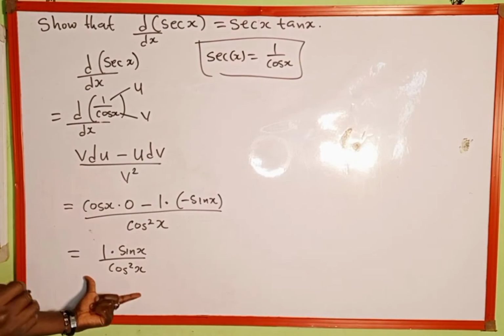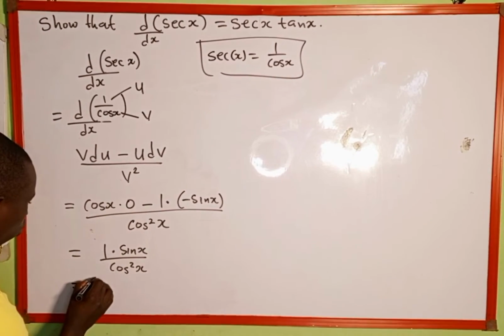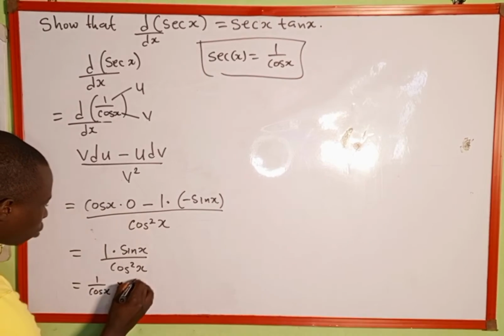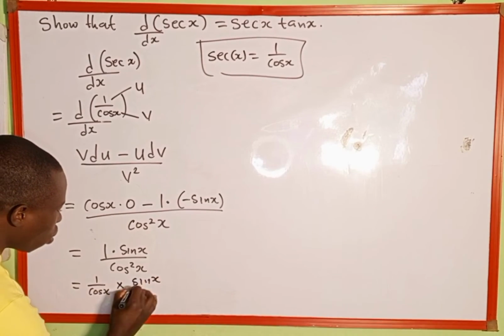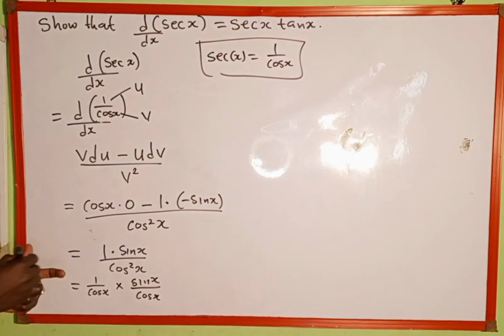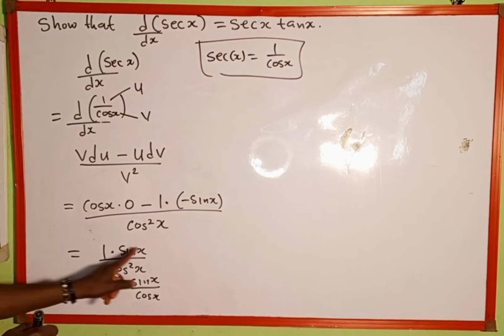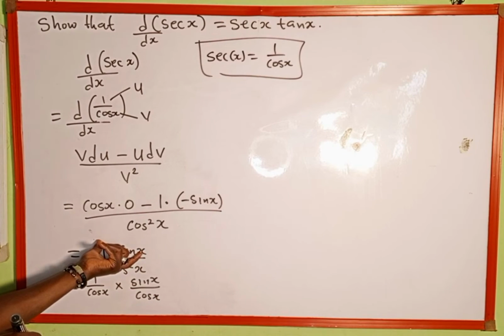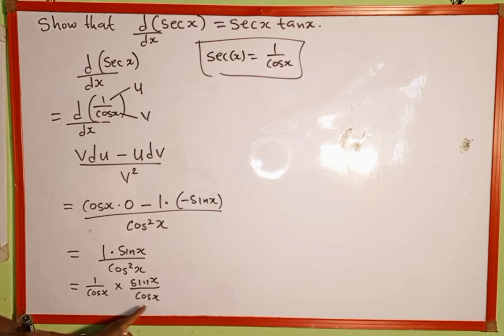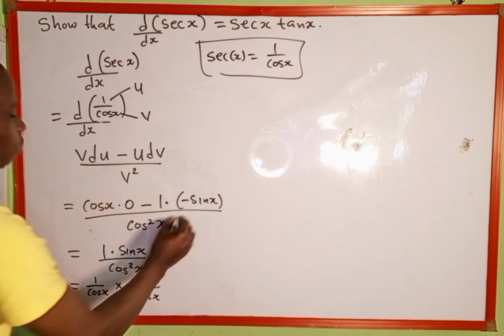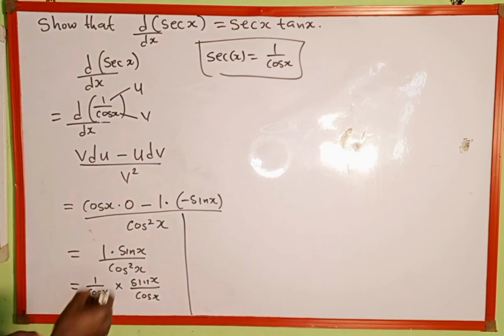But do you know that this can also be rewritten as 1 all over cos x, multiplied by sine x all over cosine x? What we did was just split. 1 multiplied by sine x will still give us back 1 multiplied by sine x. Then cos x multiplied by cos x is going to give us cos square x.